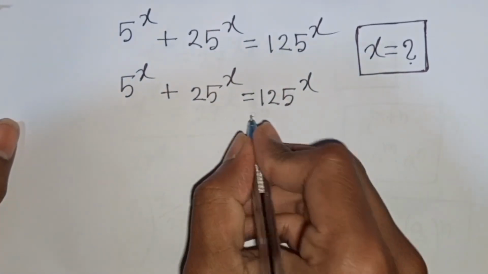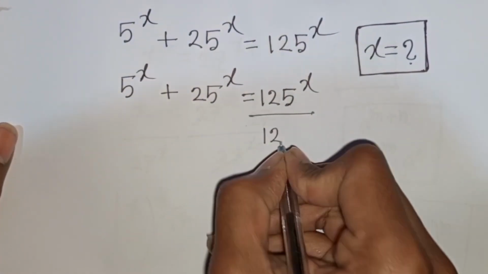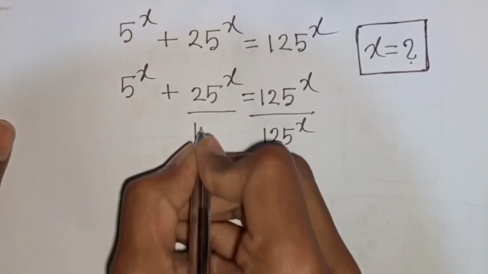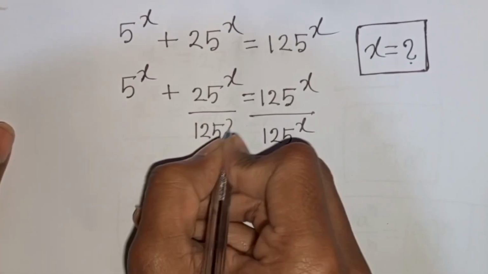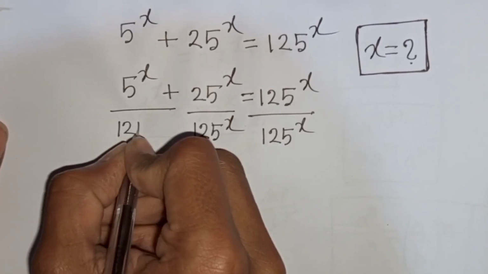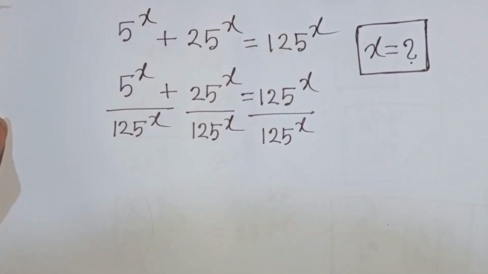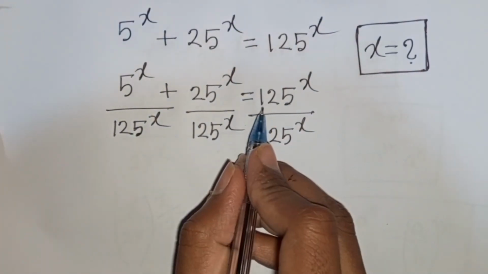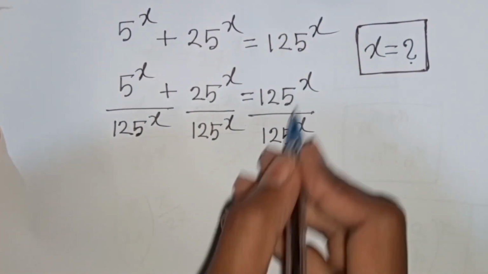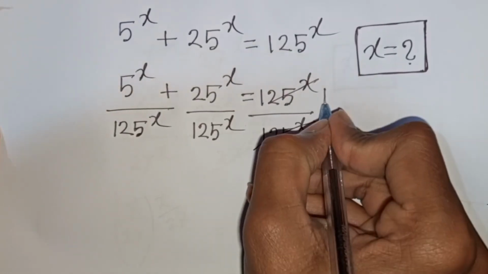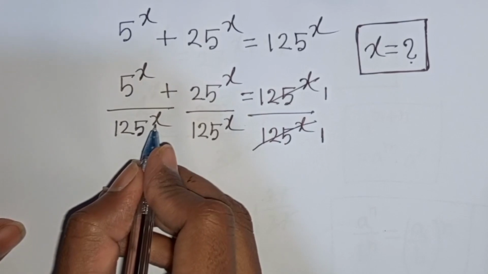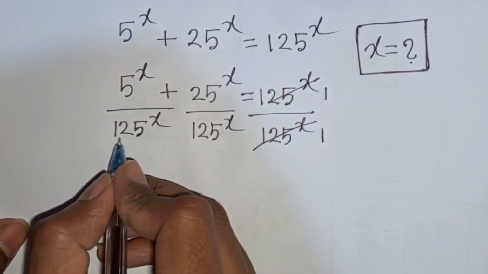So divided by 125 power x, divided by 125 power x. Now we see this 125 power x, this 125 power x will be cancelled. So here on, here on. Now from here we see x is the same power but different base.